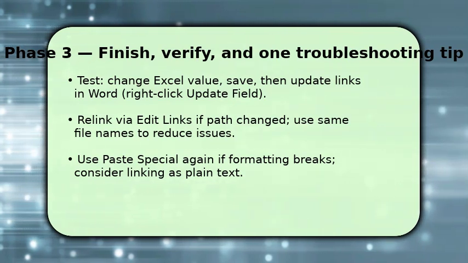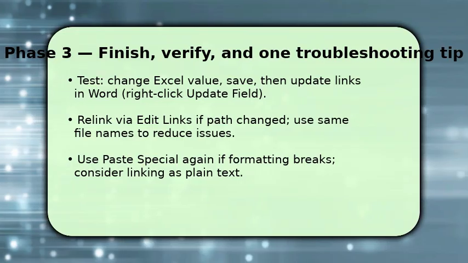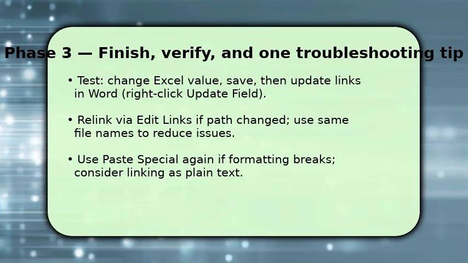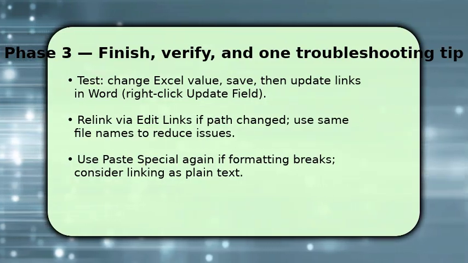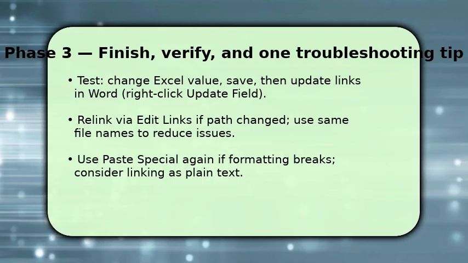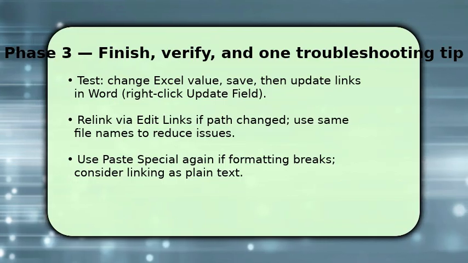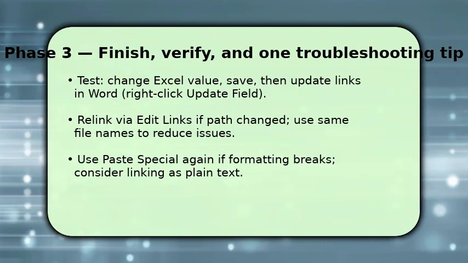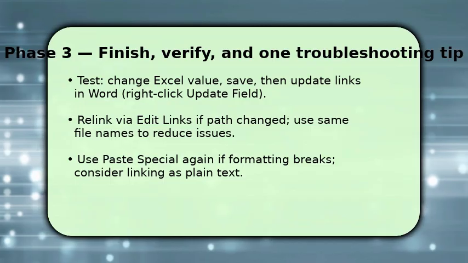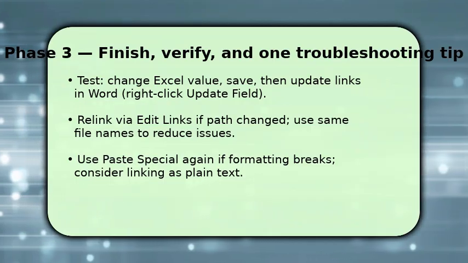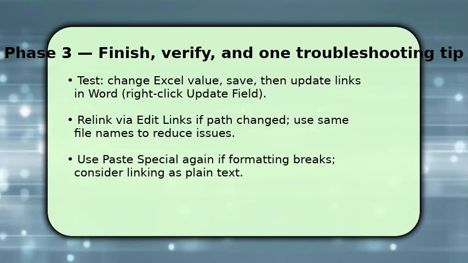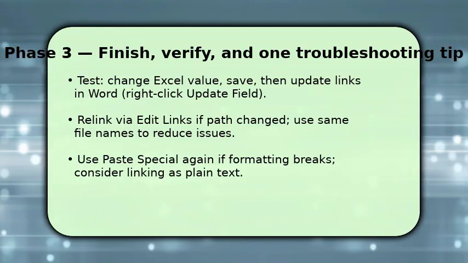You can right-click the object and choose Update Field, or use Edit Links to force a manual relink if the path moved. If layout or formulas acted odd, relink as an Excel object to retain behavior, or paste as plain text for stable appearance. If links fail, check file locations and permissions. One key troubleshooting tip is to relink from the current Excel file using Edit Links to restore.